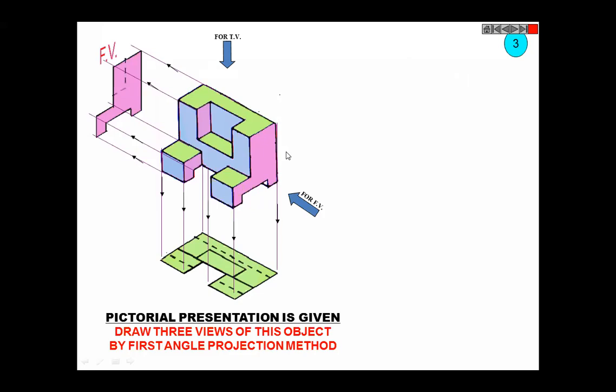Now, side view. What hidden lines will you get? Quickly. How many hidden lines will you get? Mark it here. Very good. Correct. This is correct. The blue line that is shown is correct.